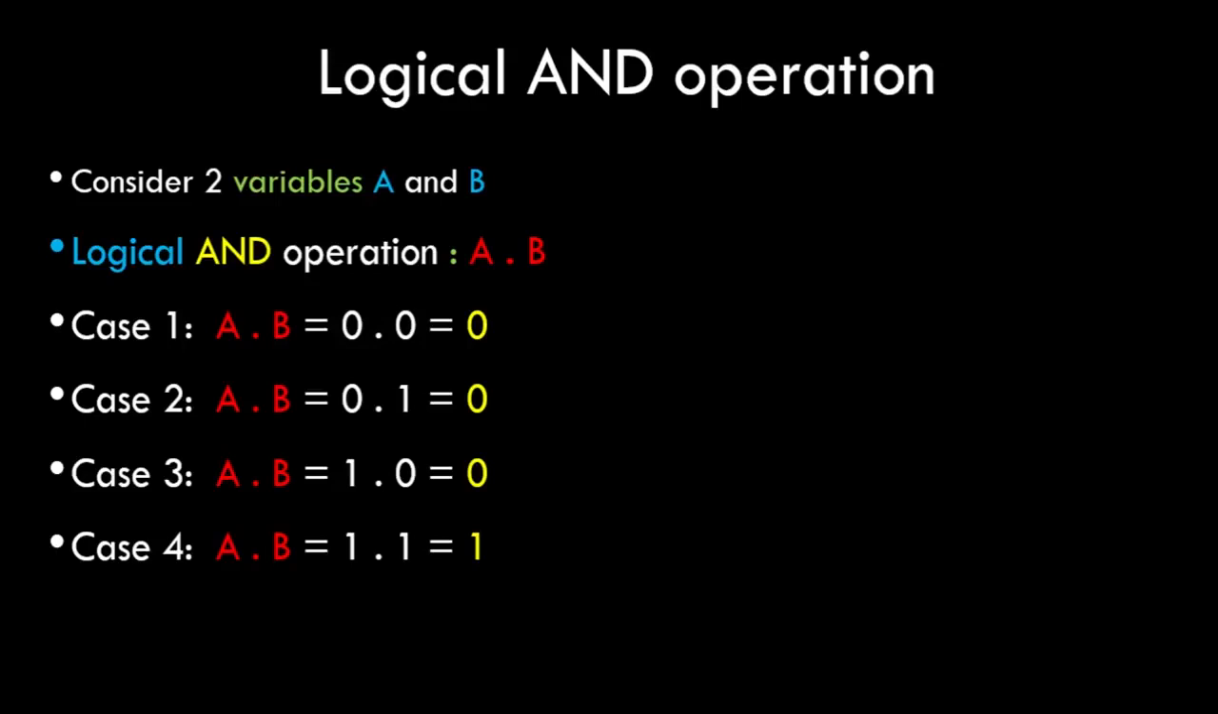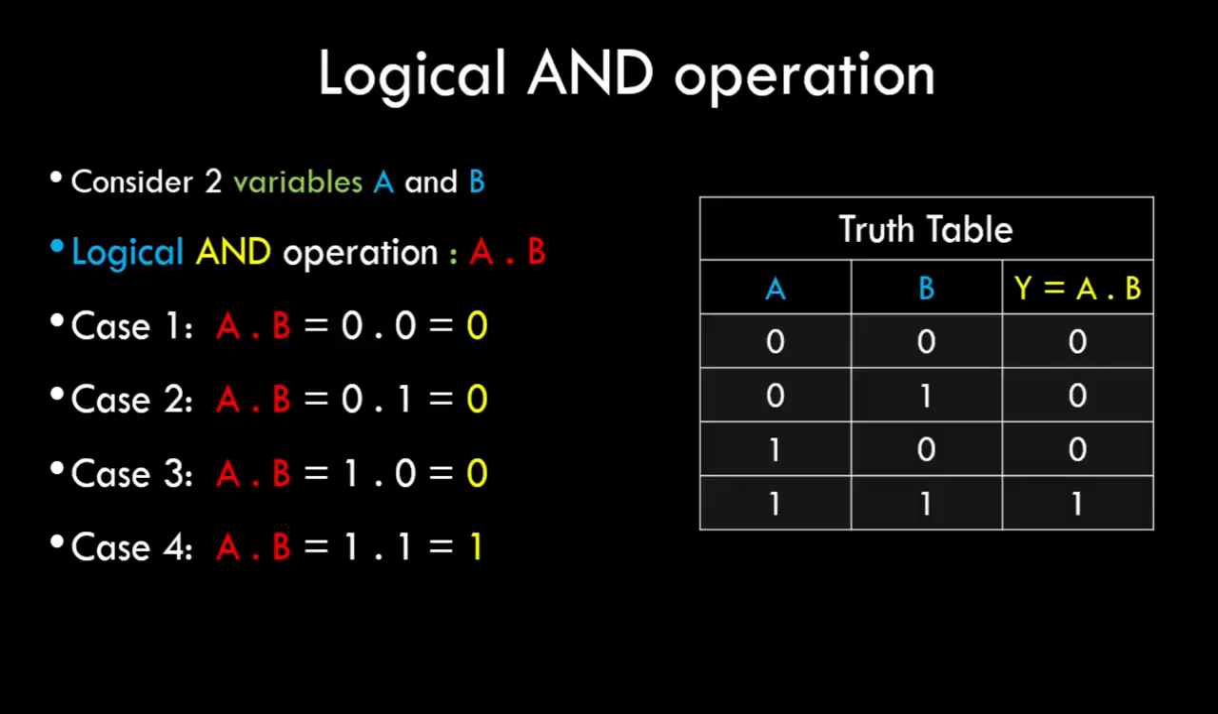Now summarizing all these cases in the form of a truth table, we have the first and second columns to be the input values A and B, and the third one to be the RHS or the output as shown. Now let's have a look at the logical NOT operation. Now the logical NOT operation works only on a single variable.